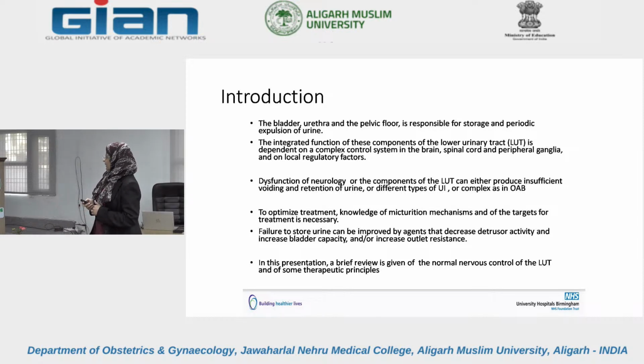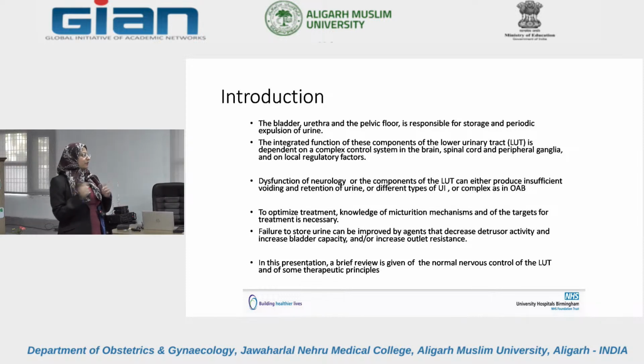Failure to store urine can be improved by agents that decrease detrusor activity, increase bladder capacity, and/or increase outlet resistance. So what you have to remember, the name of the bladder muscle is detrusor muscle. The thickness of that detrusor muscle is hardly a few millimeters in a normal bladder, and it is very pliable. So if you think about a normal balloon, when we put air in the balloon, it becomes even thinner, and we can fill more and more air and it will be very forgiving.